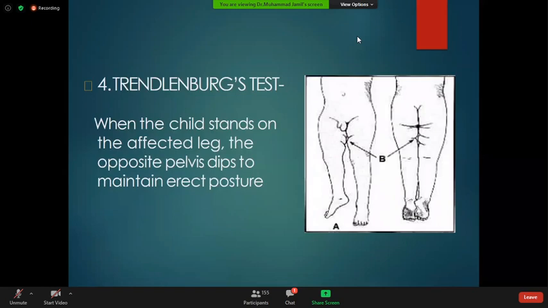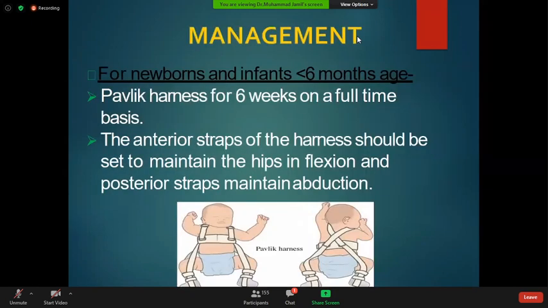Trendelenburg test. When the child stands on the affected leg, the opposite pelvis dips to maintain the erect posture. Okay, management. Below 6 months of age, we apply the Pavlik harness. This is the Pavlik harness. It has anterior straps and posterior straps. The anterior straps maintain the flexion, while the posterior straps maintain the abduction.